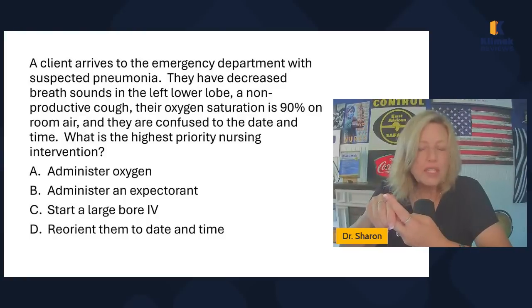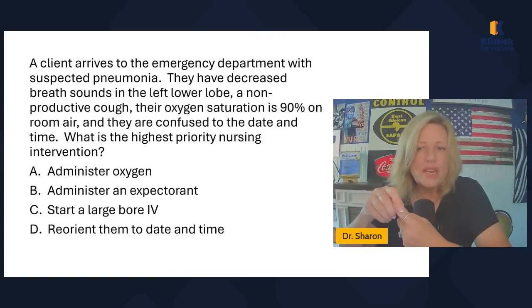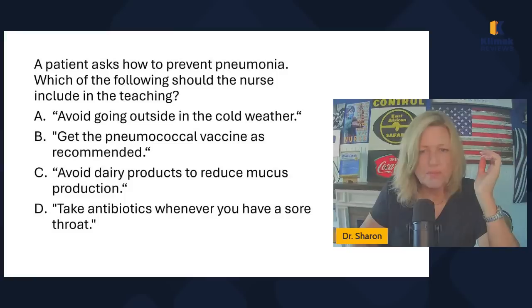Expectorant, they have a non-productive cough. You might go, well, that's airway. Y'all, not really. Not really. Okay. We've got an O2 sat of 90%. We have to administer oxygen first. That's what we have to do.